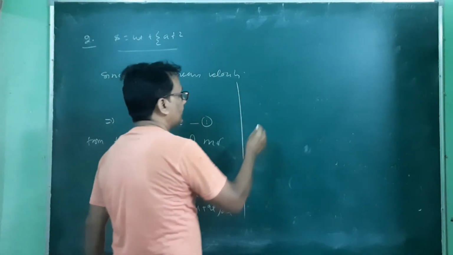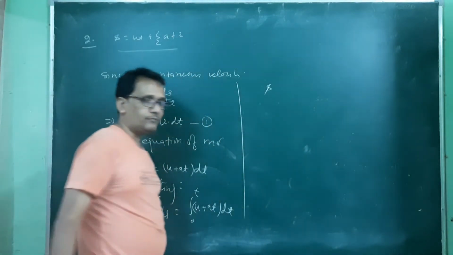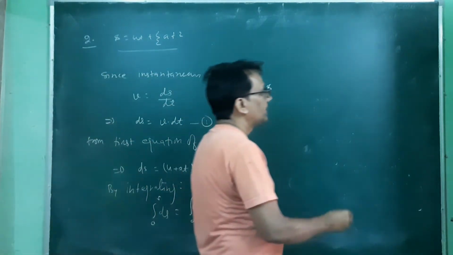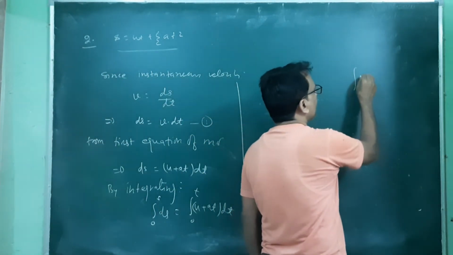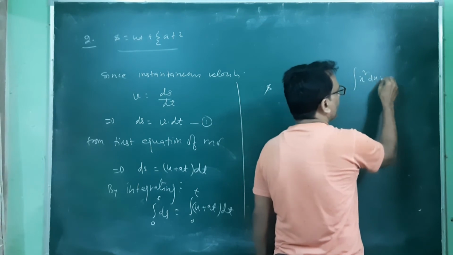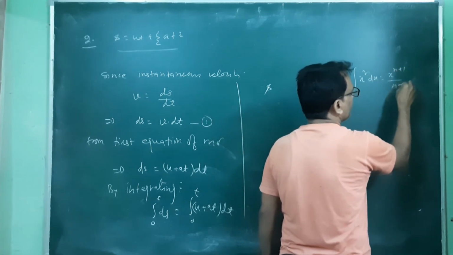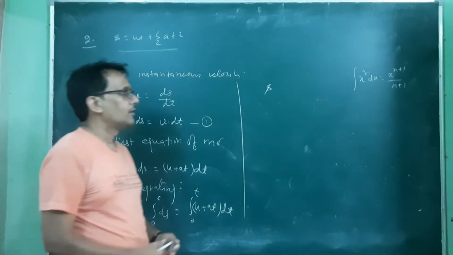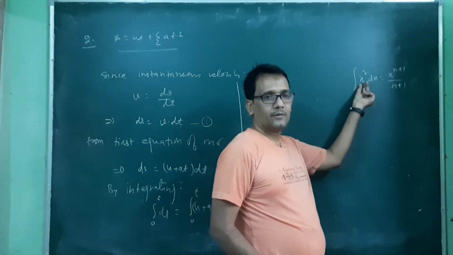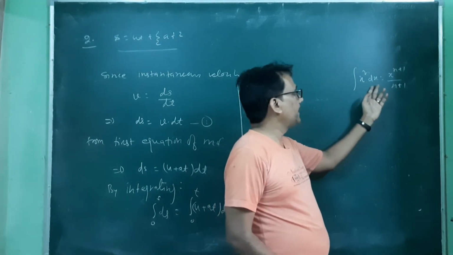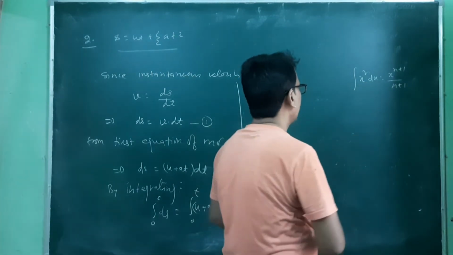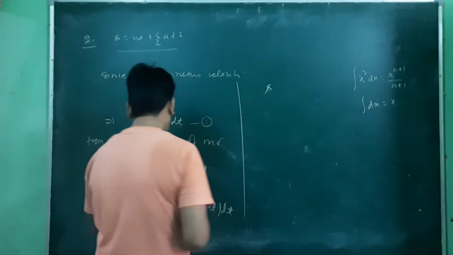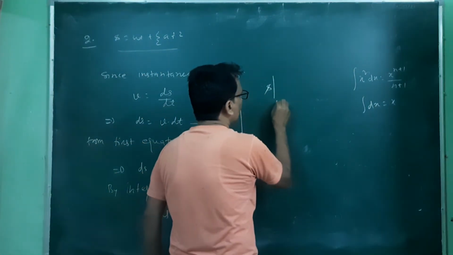So this is s. The integration of ds will be s. We have this formula x to the power n. So we are using this x to the power n dx, that is equal to x to the power n plus 1 by n plus 1. So if there is nothing, n is equal to 0 here, so obviously the integration of dx is equal to x. So this is ds is s from the limit 0 to s.